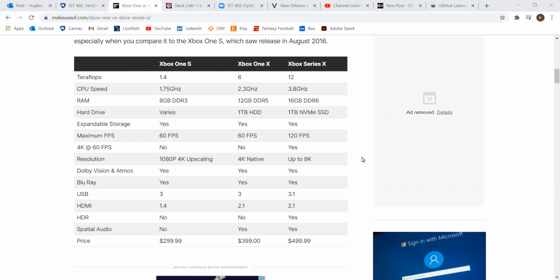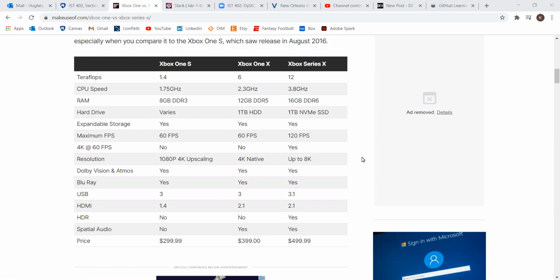Moving on to RAM, which stands for Random Access Memory. Data stored in RAM can be accessed almost instantly. So the more RAM you have, the more data that you can access instantly, which is always a good thing. Less load times. Moving on to hard drives, you can see that both consoles have the same amount of internal storage, 1 terabyte, which is good.